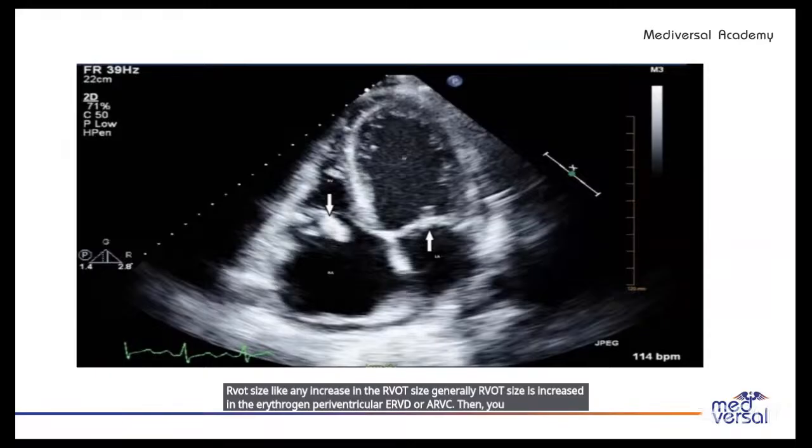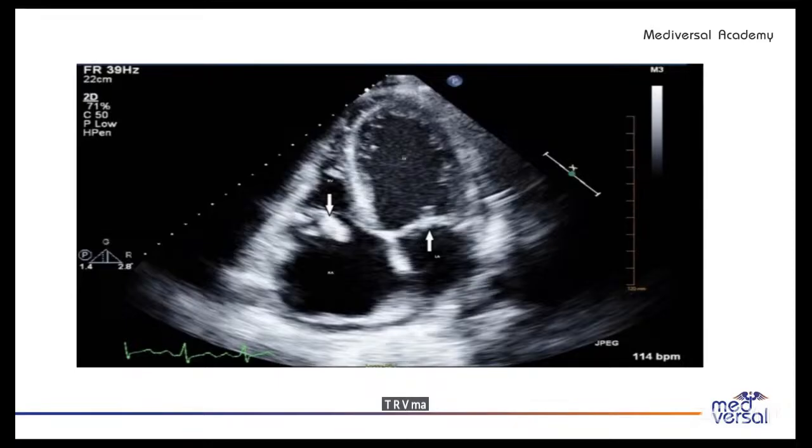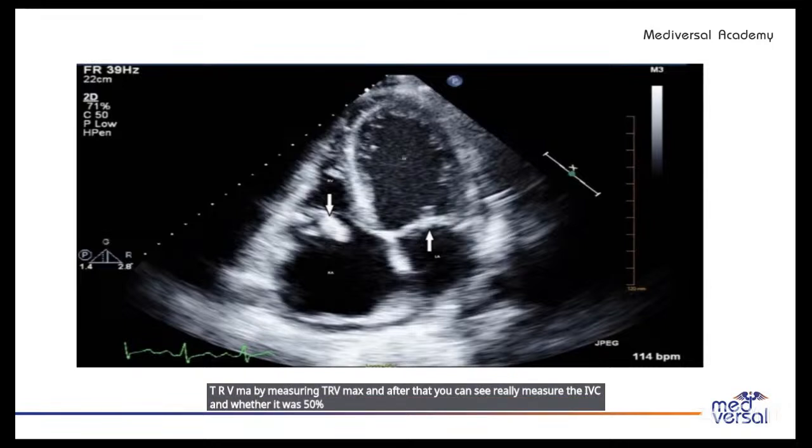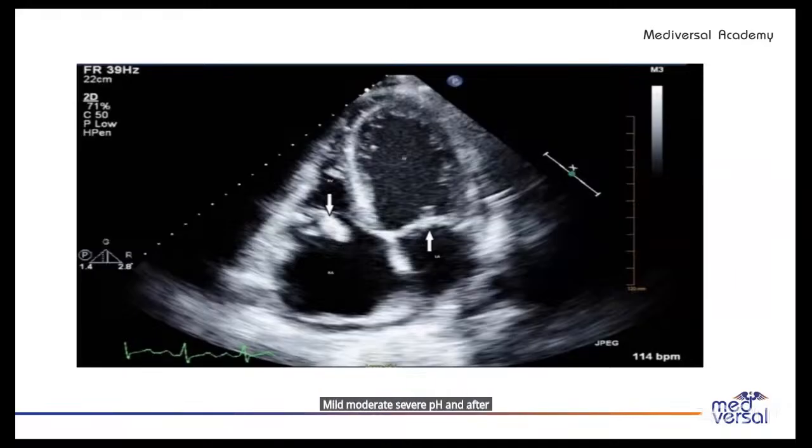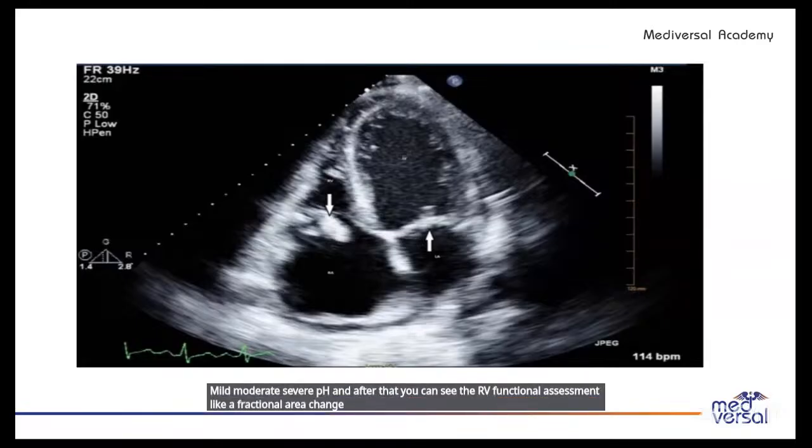Then you have to go for pressure measurements, like RVSP, by placing a tricuspid regurgitation jet and measuring TR Vmax. After that you can measure the IVC, and see whether it is collapsing 50% with respiration or not, and you measure RVSP. Based upon that you can grade mild, moderate, severe PAH. And after that you can do the RV functional assessment, like fractional area change, similar to measuring LVEF.